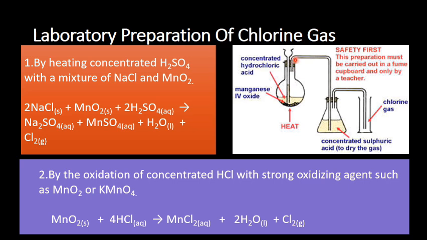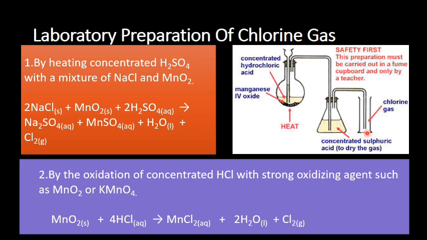Once chlorine gas is given off, it passes through this delivery tube. Now this gas can be dried, that is the chlorine gas can be dried with concentrated sulfuric acid, or what we call H2SO4. Upon drying the gas, the chlorine gas can then pass through this tube as well, and you can receive your gas by downward delivery.